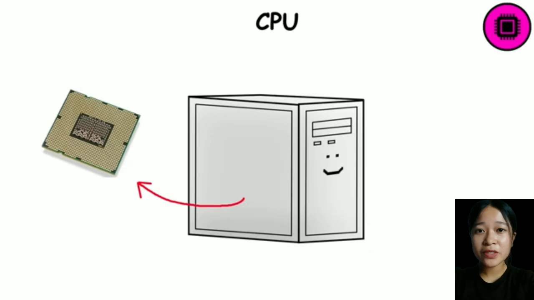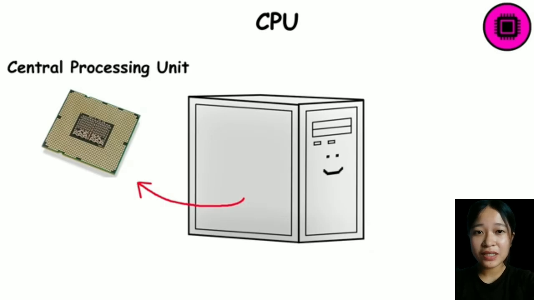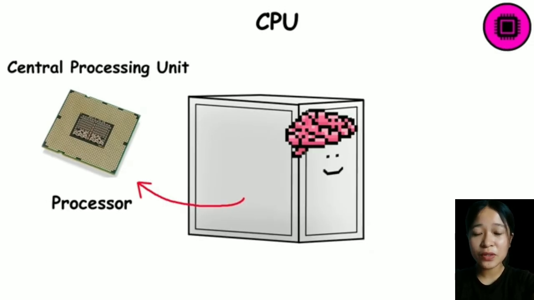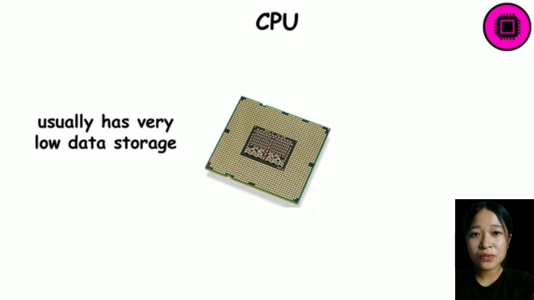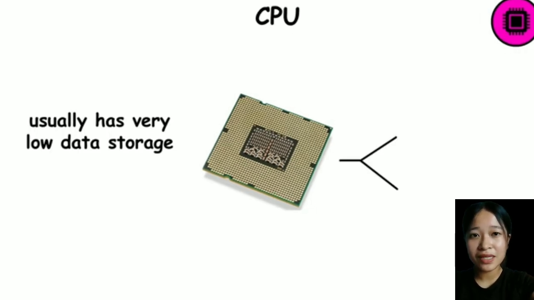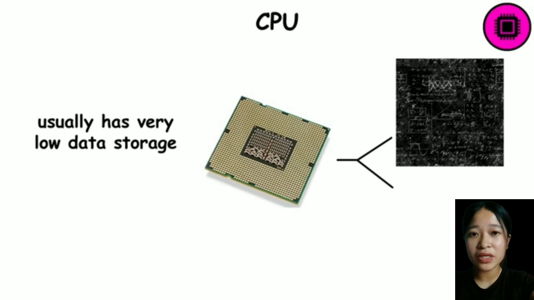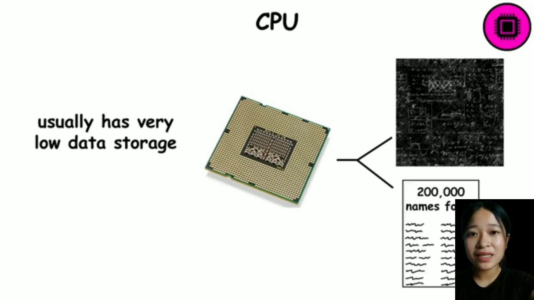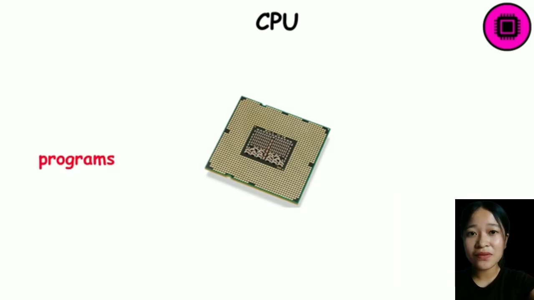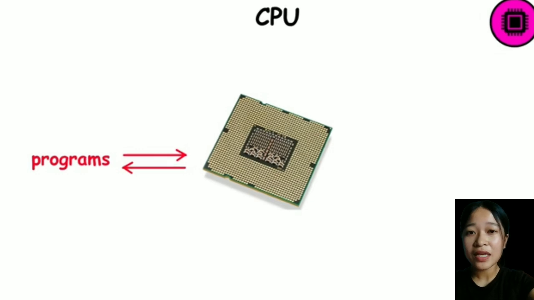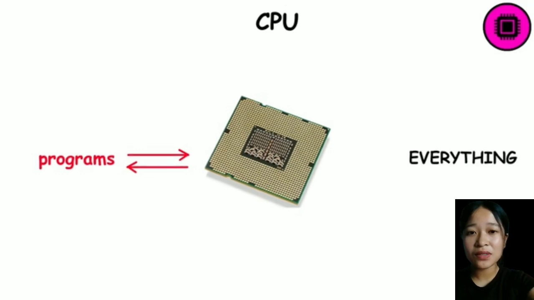CPU. The CPU, also known as the Central Processing Unit or processor, is the brain of the computer. Although it usually has very low data storage, it's really good at using it for things like complex mathematical operations, reading through massive lists, and so on. Most of the programs are run from it, and basically everything that happens in a computer goes through the CPU at some point.